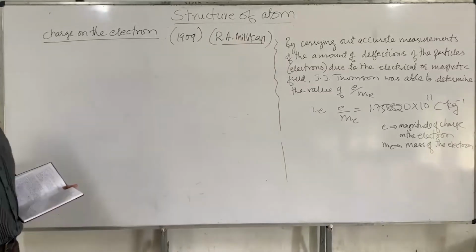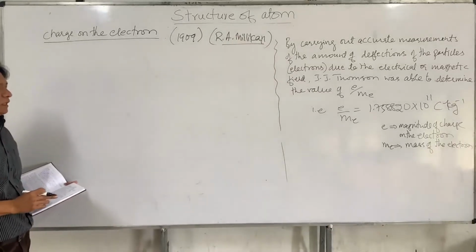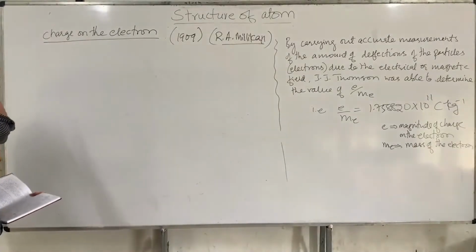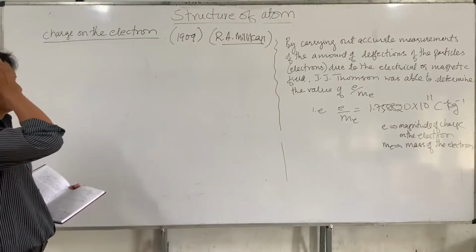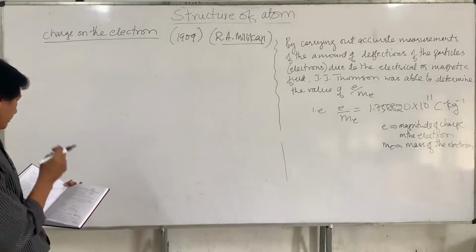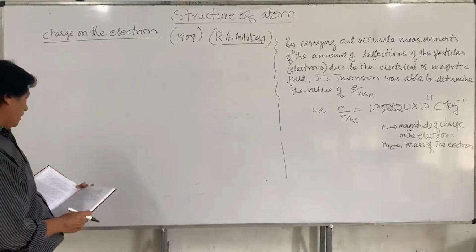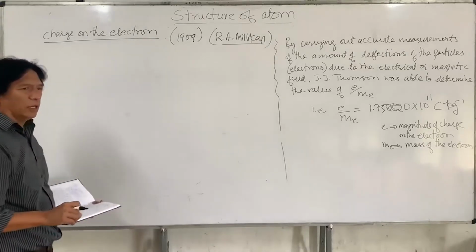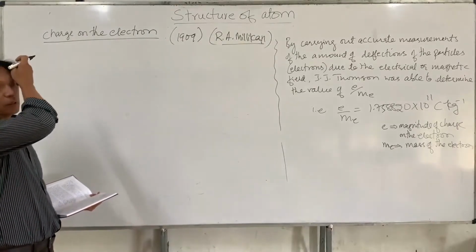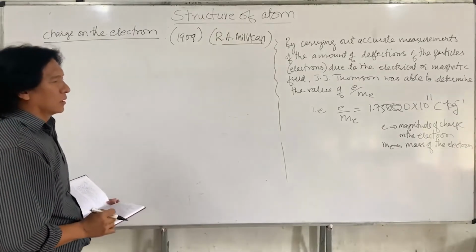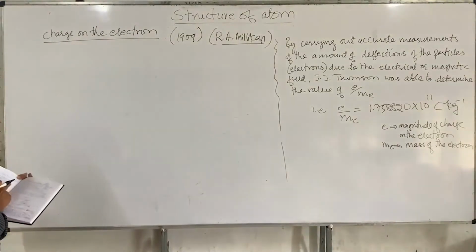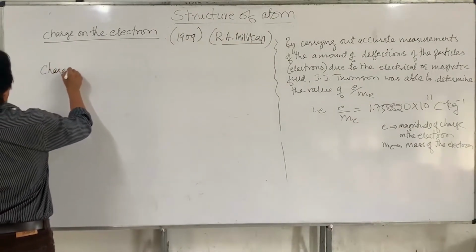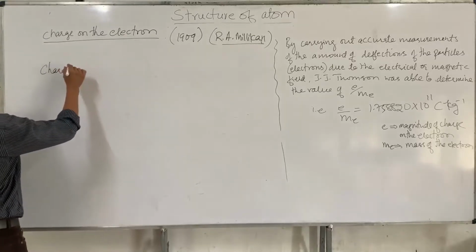And now here, this scientist Millikan is said to have done an experiment called the oil drop experiment, and in this experiment, he managed to find the charge on an electron. It's called the oil drop experiment.